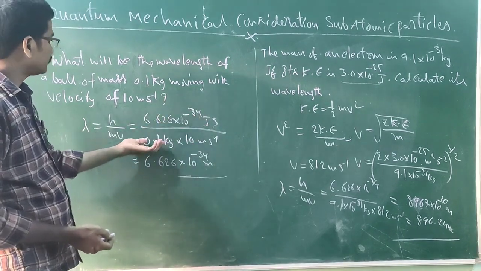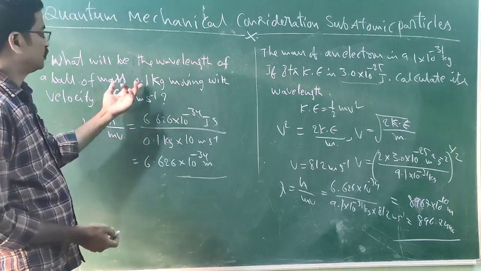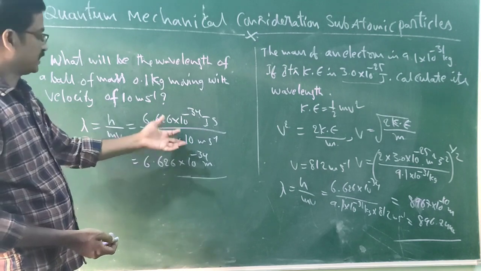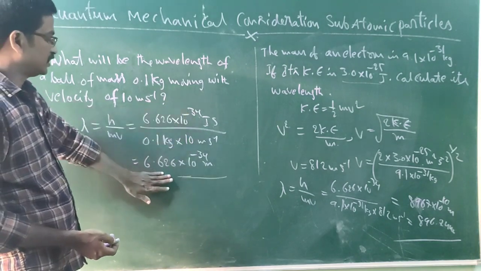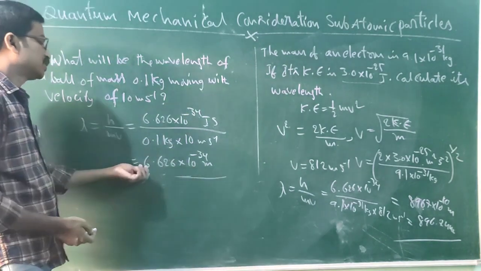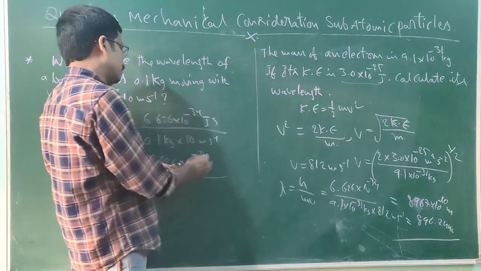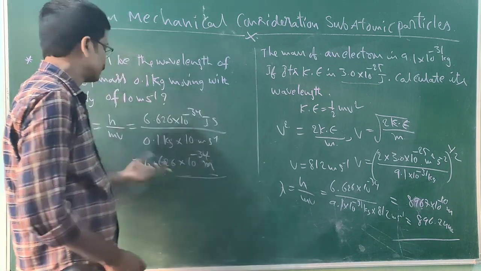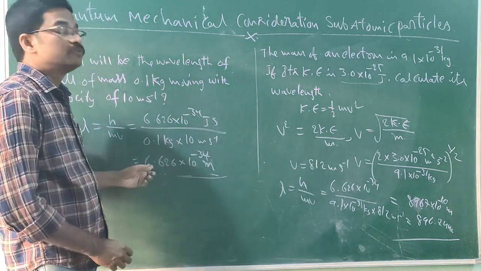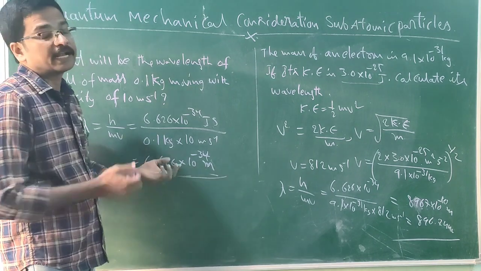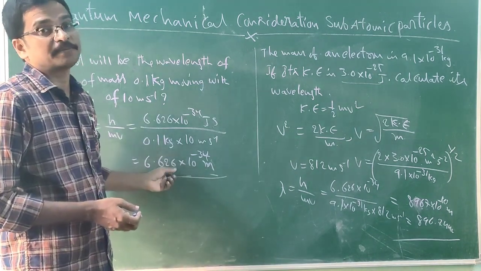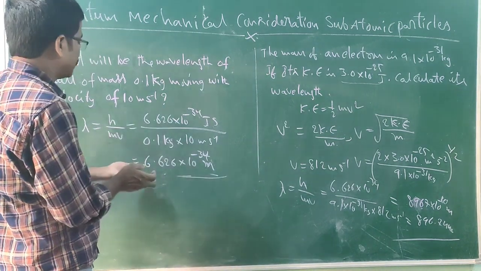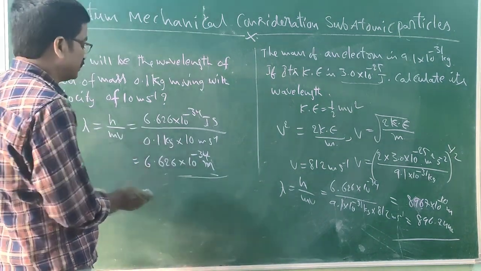Next, mass 0.1 kg and velocity 10 meters per second. Substituting all these things, you can get 6.626 into 10 to the power of minus 34 meters as lambda. This is so small that you cannot represent it as nanometers or picometers. This is a very small value.